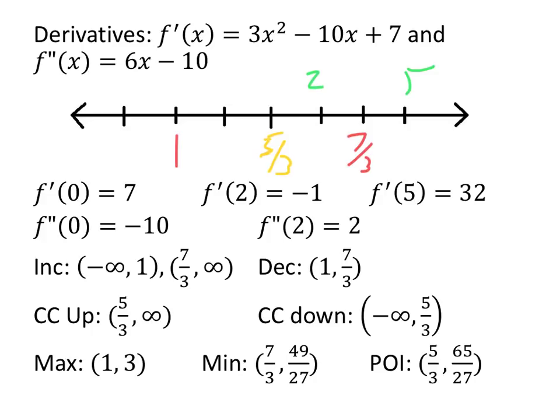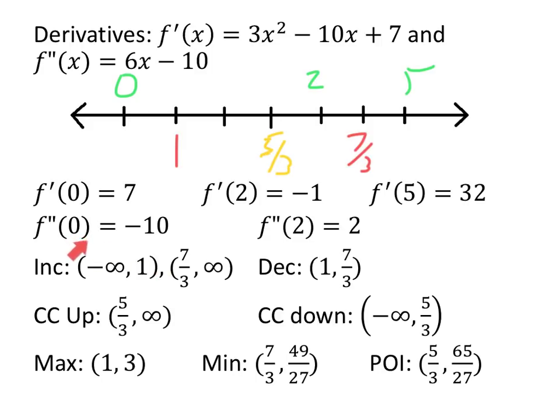I'm going to test 0. 0 is always a good one to test. And that's all I need, because 0 will work to the left of 5/3. Either 2 or 5 will work to the right of 2/3. And I have one value in between 1 and 7/3, a value to the left of 1, and a value to the right of 7/3. So when I test the first derivative at 0, 2, and 5, I end up with positive, negative, and then positive. So increasing, then decreasing, then increasing.